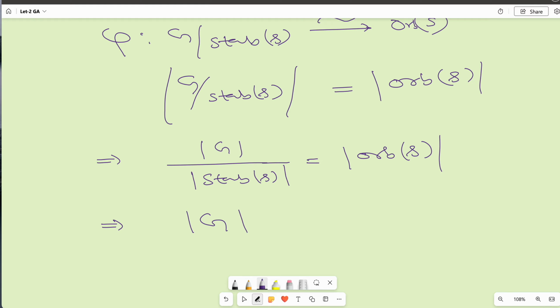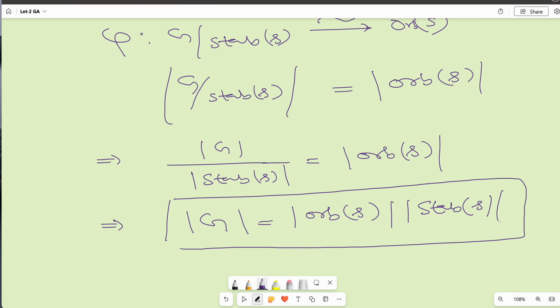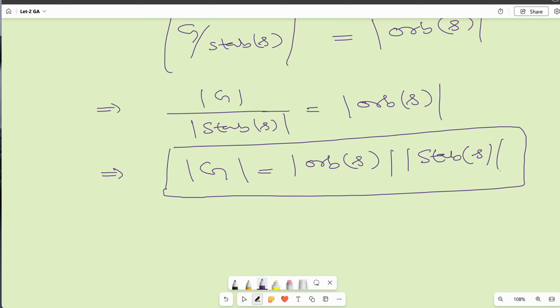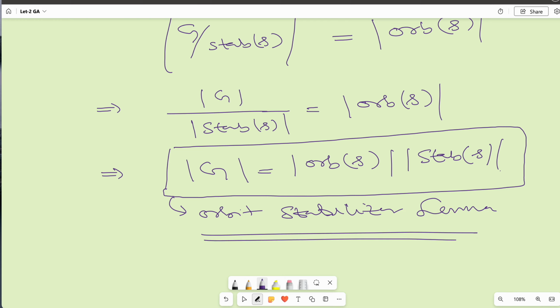So this implies that the cardinality of G, that means the number of members of G, is the orbit of S times the stab of S. So the number of members of G is represented by the elements of the orbit and the elements of the stabilizer. It's a very nice and interesting proof. The total number of elements of the group can be found from the orbit and the stabilizer. So this is called the orbit stabilizer lemma.